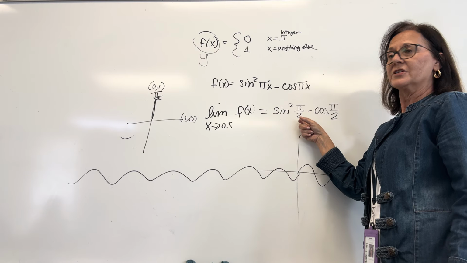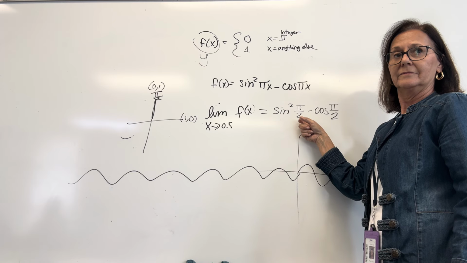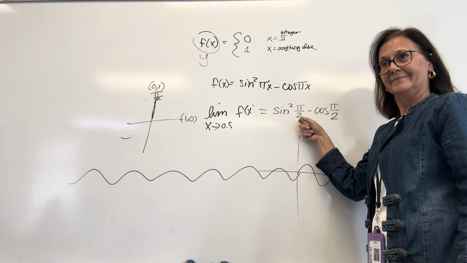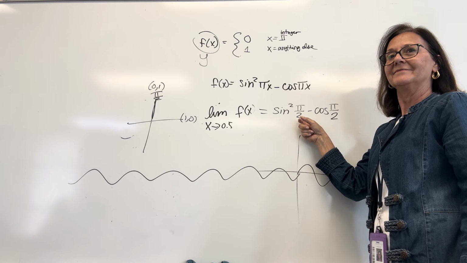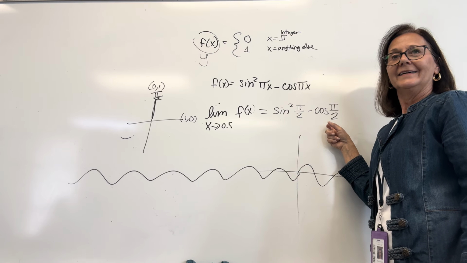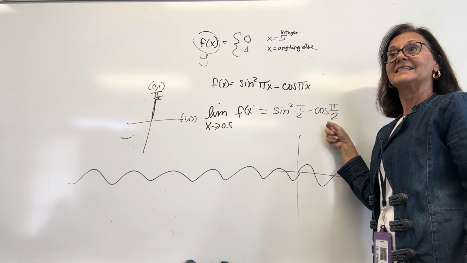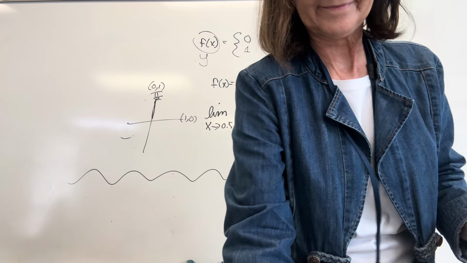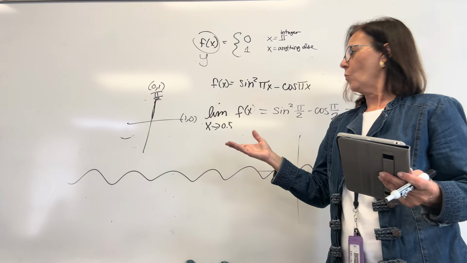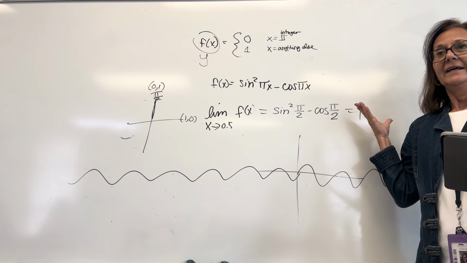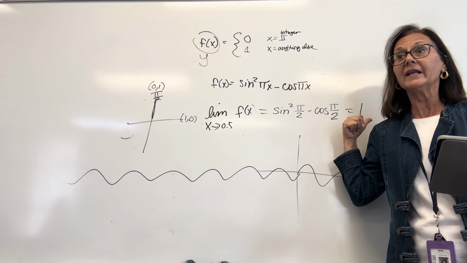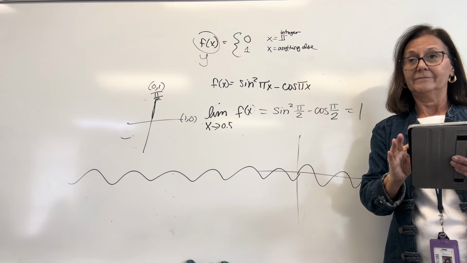What's the sine of pi over 2? 1. What's 1 squared? 1. What's the cosine of pi over 2? 0. 1 minus 0 is 1. So the limit is 1, because it was in the domain, we just substituted it in. Got it?